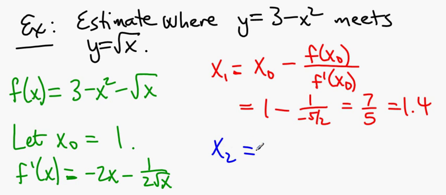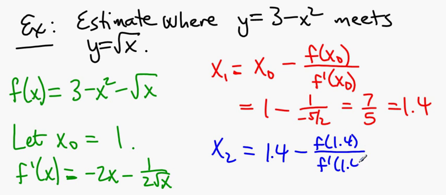If I get a second iteration, I try to get something that's a little bit closer to the actual answer. We do the previous iteration minus f of that iteration over f prime of that iteration, and that happens to be approximately 1.356. And we can continue to generate answers that are closer and closer to the actual solution by continuing this process ad infinitum.